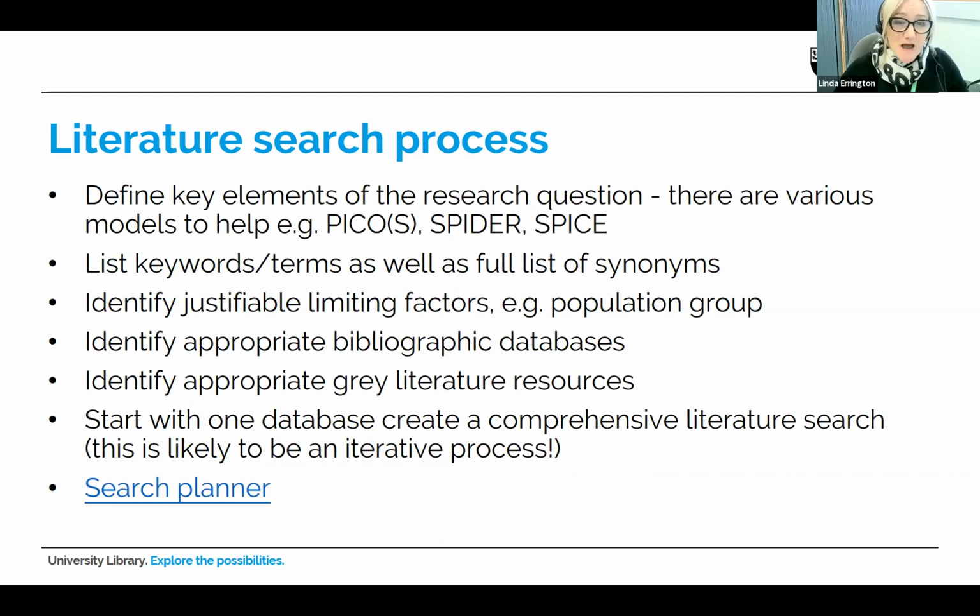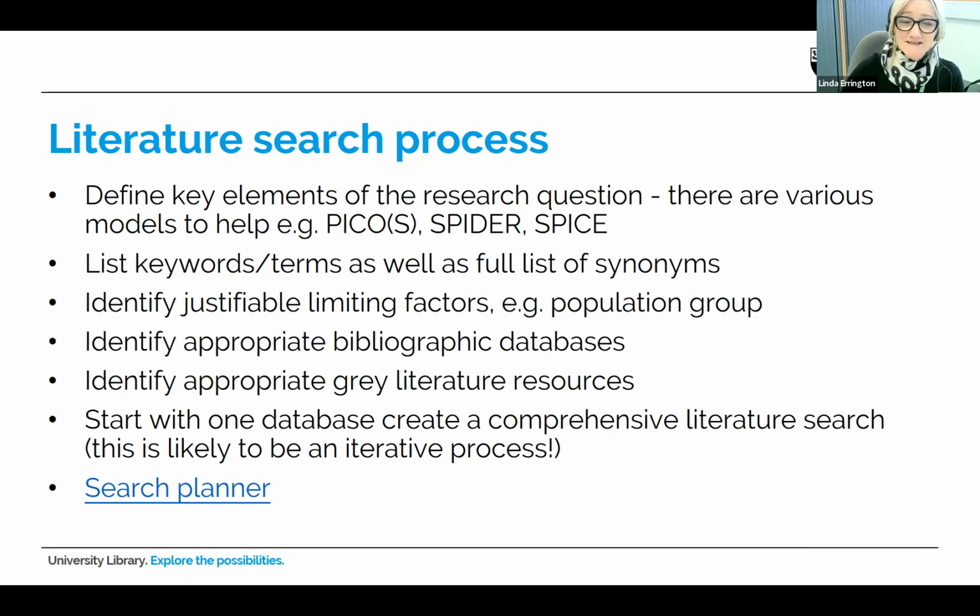So taking a step back to that all-important literature search process, where do you start? Well, you do need to define the elements of your research question, and there are various models to help. I've given the acronyms of a few there. So we've got PICO, PICOS, SPIDER and SPICE. PICO looks at the patient, intervention, comparator and outcome. PICO is commonly used in medicine and is most useful for quantitative studies.